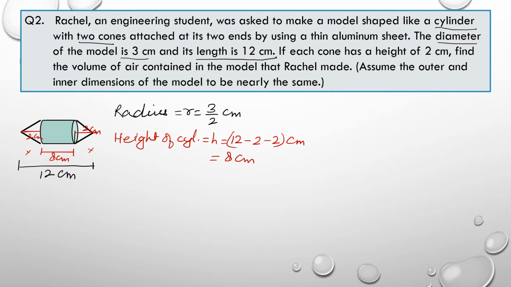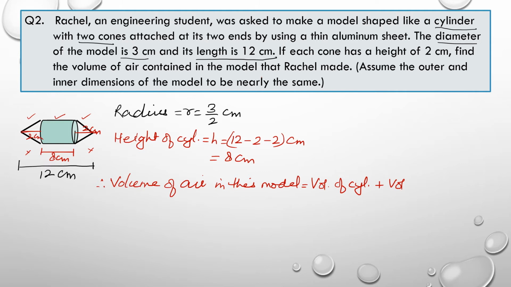How can we find the volume? By adding the volume of this cone plus the volume of this cylinder plus the volume of this cone. So the volume of air in the solid, therefore the volume of air in this model, is equal to the volume of the cylinder plus the volume of two cones, since there are two cones.